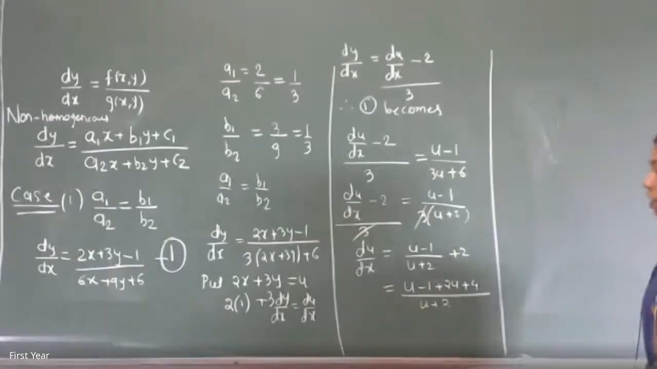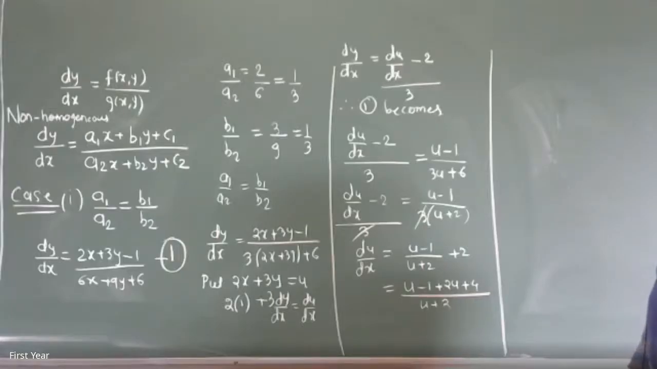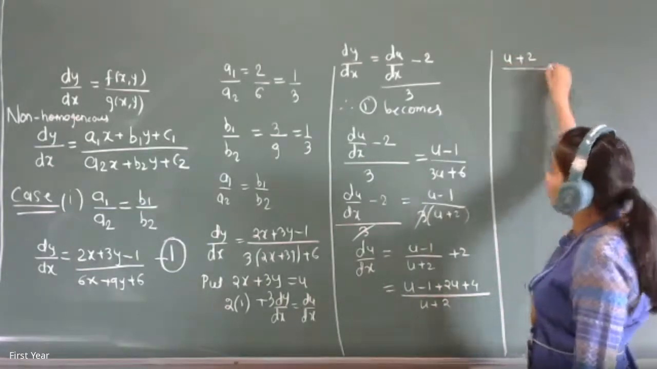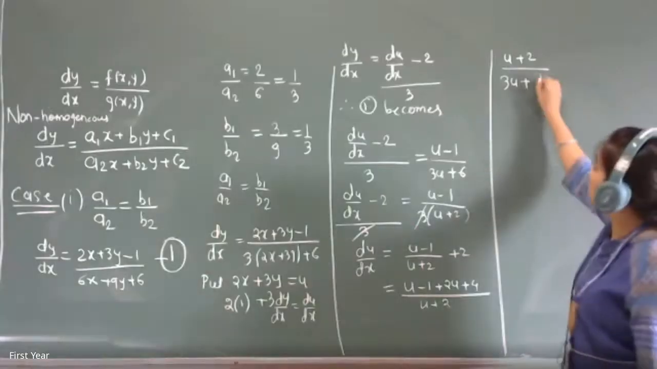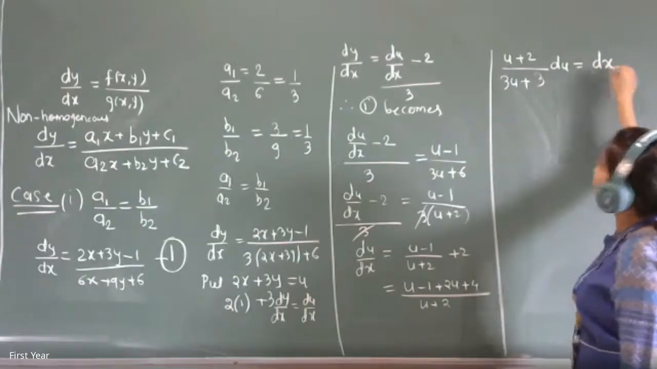And therefore now you can clearly see that the entire term on your right hand side is a function in u. So you can separate out the function in u along with du and dx on the other side. So it will become u plus 2 divided by, what is the numerator, 3u plus 3, du is equal to dx. And now this is purely integration.